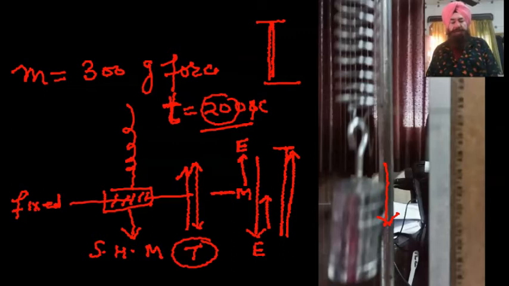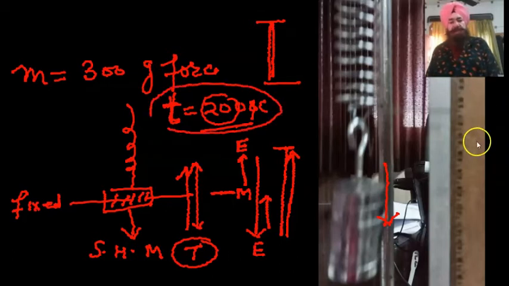There you have three choices of where to start counting, and you have to count the time for 20 oscillations.